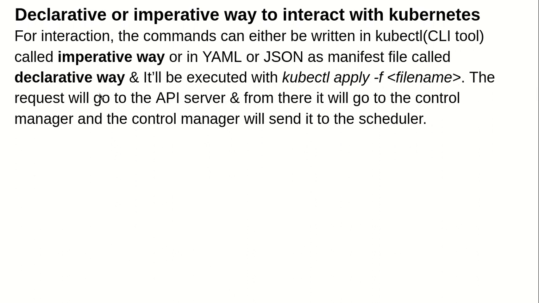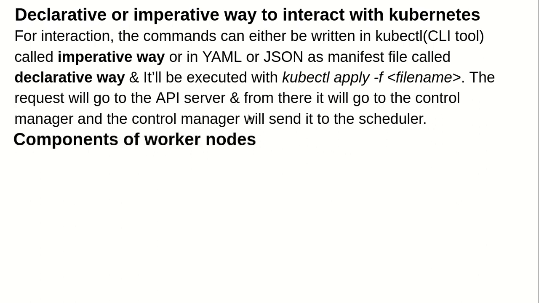Alright, so the request will go to the API server. Whether you write the commands in kubectl or in YAML, the request will go to the API server, and from there it will go to the control manager, and the control manager will send it to the scheduler.